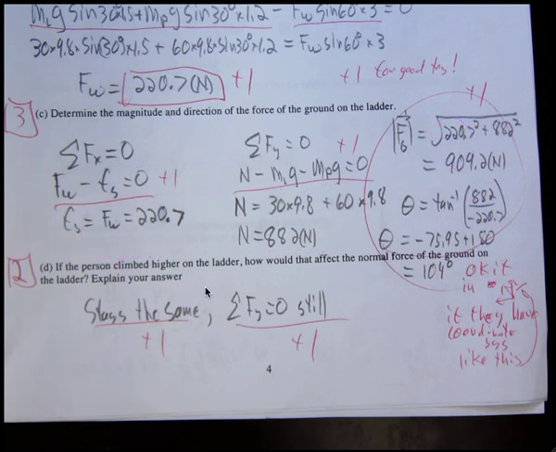And if the person climbed higher in the ladder, how would that affect the normal force of the ground on the ladder? It's going to stay the same. The sum of the forces in the y is what dictates what the normal force is. Nothing's going to change here. And so as they climb up, nothing would change as far as the normal force. Other things would change, though. The person is going to be applying more torque, because their lever arm is getting longer, and that's going to change the wall force and friction, but it's not going to change the normal force.